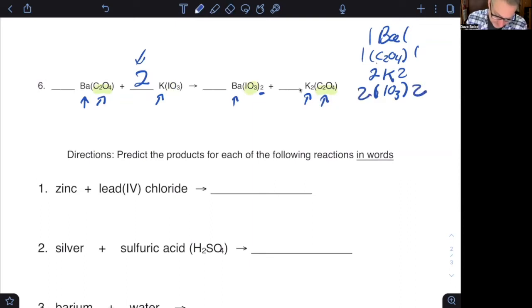Let's go back and just double check. So for the BA, we've got 1 and 1. C2O4, I've got 1 here and 1 here. Potassium, I've got 2 here and 2 there. And that gives me 2 of that polyatomic. And I already had 2 of that one. So everything's good to go. And those are my coefficients. 1, 1, 2, 1, and 1.